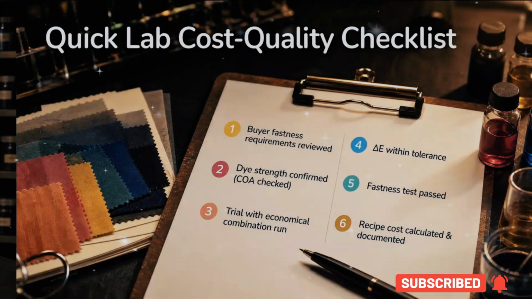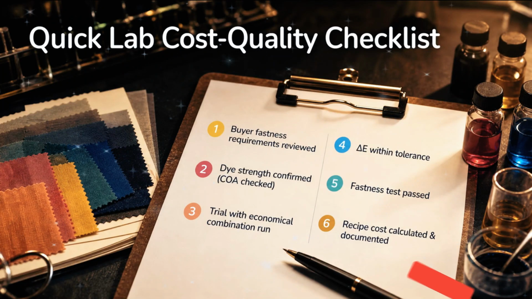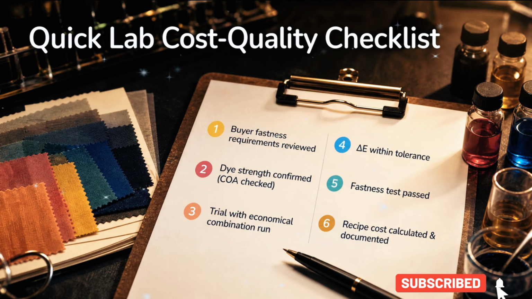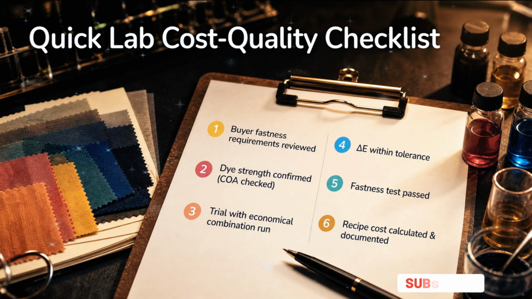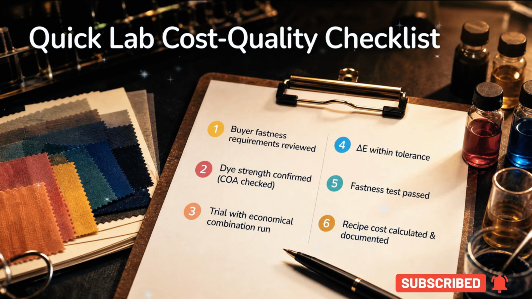Here is a quick lab cost-quality checklist. Review buyer fastness requirements, confirm dye strength, run an economical combination trial, check that delta E is within tolerance, ensure the fastness test is passed, and calculate and document the recipe cost.